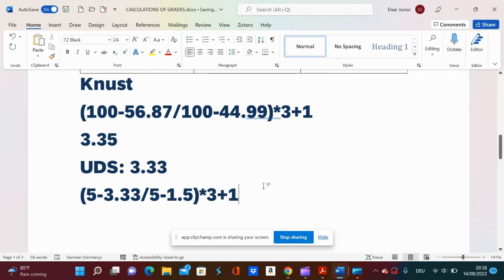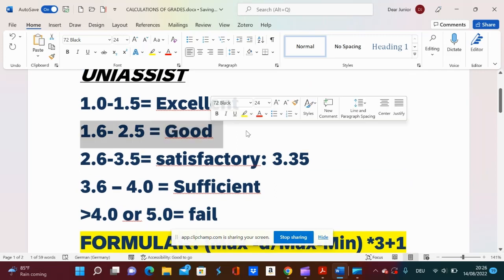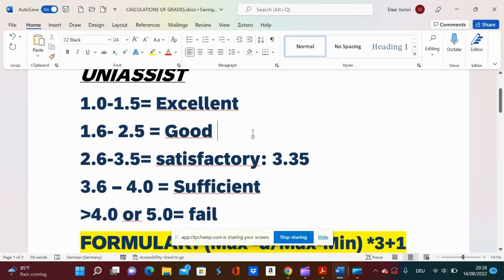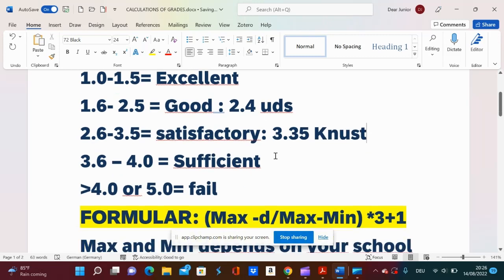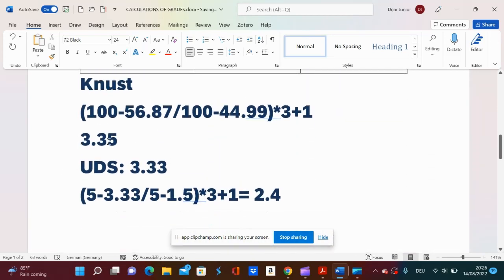So when you do this calculation, you get 2.4, okay, 2.4. And let's check it in the German grading system. So 2.4, the person is here, so good, which is 2.4, right? So let me just put UDS KNUST, 2.4.